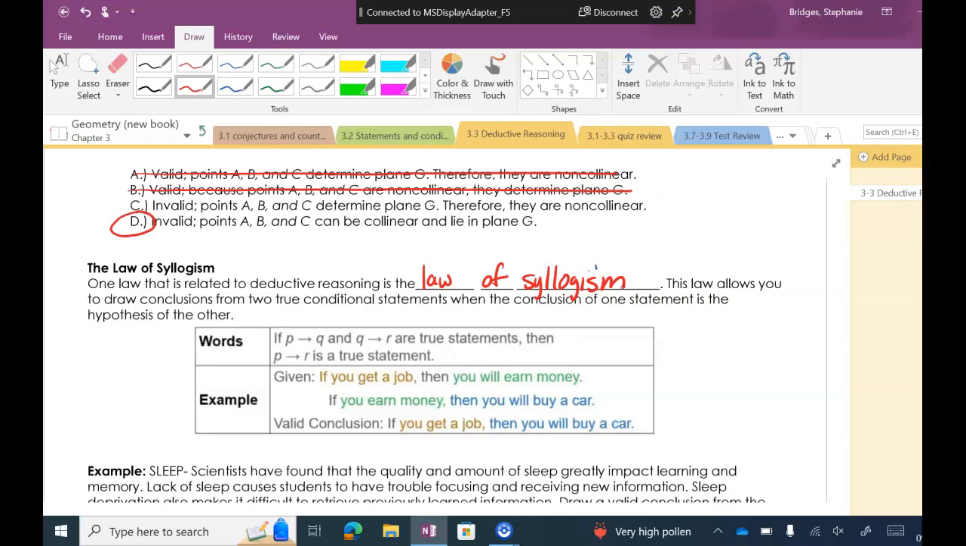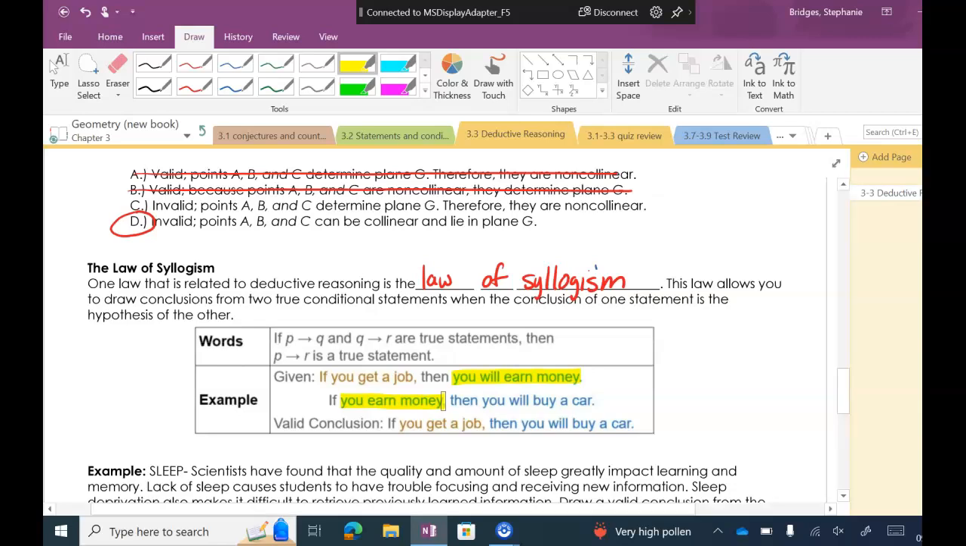So an example in words, if you get a job, then you will earn money. That's my first conditional statement. The second one says, if you earn money, then you will buy a car. Do you notice how the conclusion in the first statement is the hypothesis in the second statement? As long as those two parts match, then we can basically drop those off and make a conclusion that says if P, so if you get a job, then you will buy a car. We can leave out the whole earn money part. Make a little bit of sense?